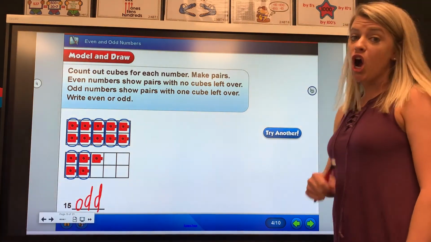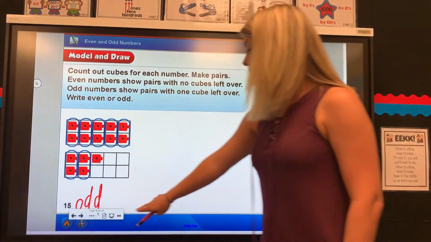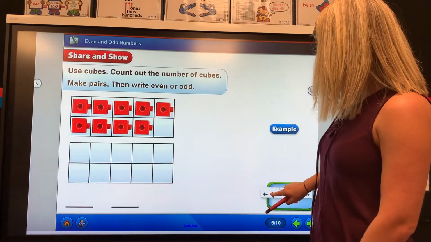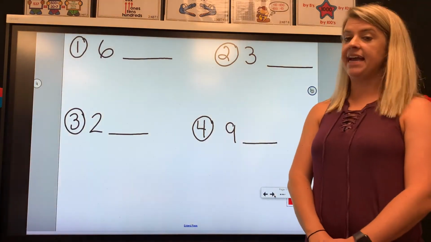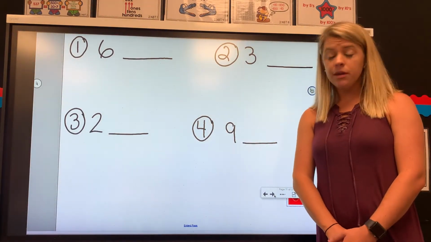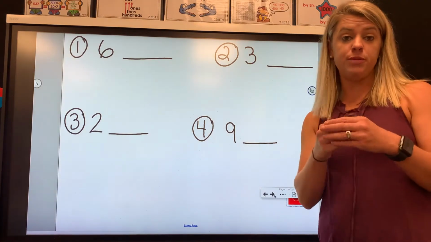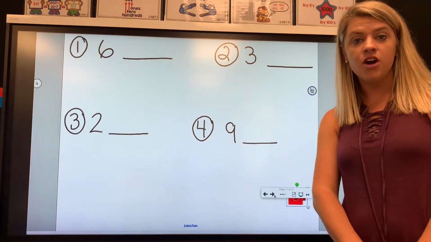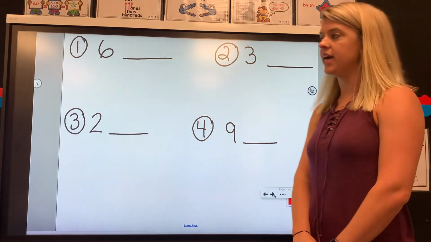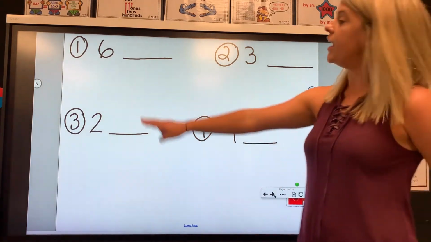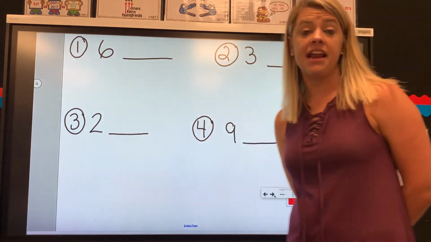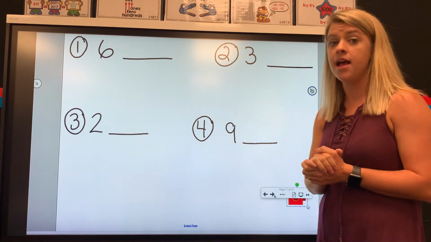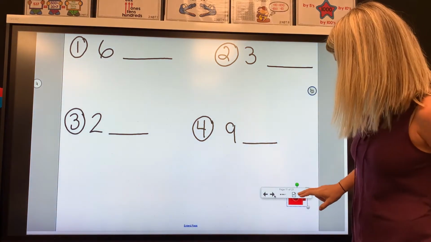Fabulous job. All right. We're going to look down at the bottom half of the page where it says share and show, okay? What we're going to be doing is you're going to use those linking cubes in your bag to help you figure out if these numbers are odd or if they are even, all right? So if you look at number 1, you see that it has a number 6 beside it. That means it wants us to show if the number 6 is odd or even. Let's do that together.